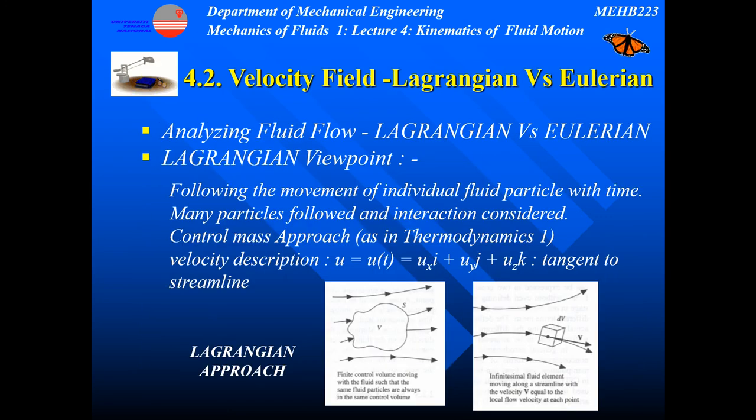when you want to analyze the fluid flow, there are two methods or approaches that can be used. One is called Lagrangian, another one is called Eulerian. In the Lagrangian approach, the movement of the individual fluid particle is followed with respect to time. In other words, you put a tagging on the fluid particles by putting ink or dye or a marker, okay, and you follow or track the motion of the fluid particle with respect to time. This approach is also called the control mass approach.